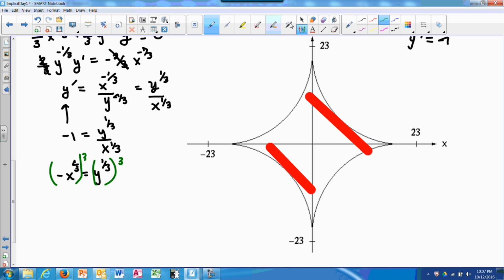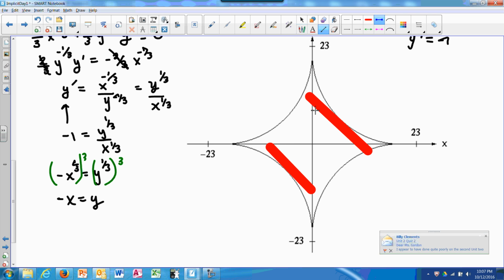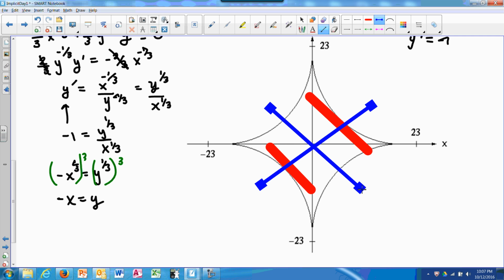cubing both sides to get rid of the 1/3 power. This is an odd power, so I still have a negative, because 3 negatives is still a negative, but then I have negative x equal to positive y. That should make sense, since if we look at where this would fall, y equals negative x, and y equals x fall in here.